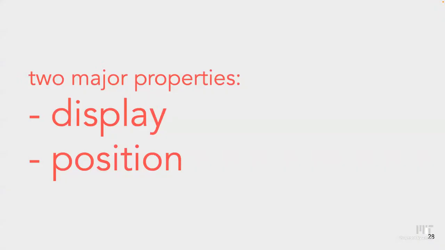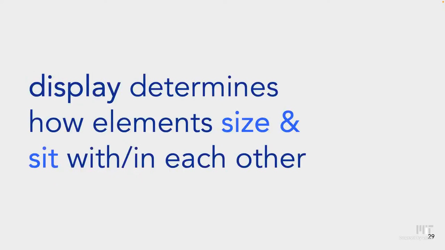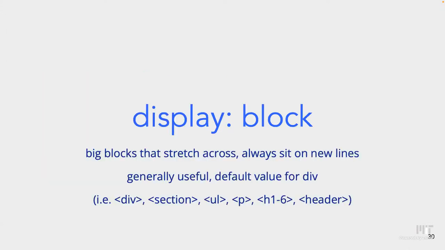Okay, so now let's talk about layouts. To control or customize your layout, there are 2 properties that come in most handy: display and position. Display determines how elements size and sit with and within each other. It can take on a number of different values, the most common of which is block. This is the default value for div elements, section, unordered lists, and more.